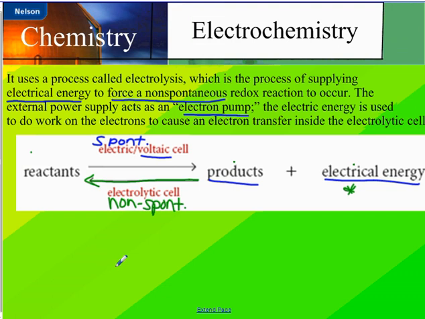An electrolytic cell uses a process called electrolysis, in which we supply electric energy to force a non-spontaneous redox reaction. So essentially, we have to provide the electrons because they're not going to be transferred spontaneously. If we take a look at the forward reaction here, we have reactants reacting spontaneously to give us products and electric energy. So that's the form of the electrons. If it's a non-spontaneous reaction, so if we want the reverse reaction to take place, now we have to provide the electric energy. So now it becomes a reactant necessary to force the reverse reaction. This is what takes place in an electrolytic cell.